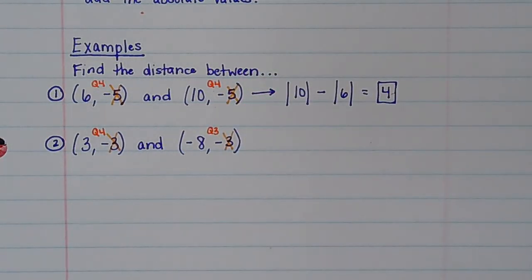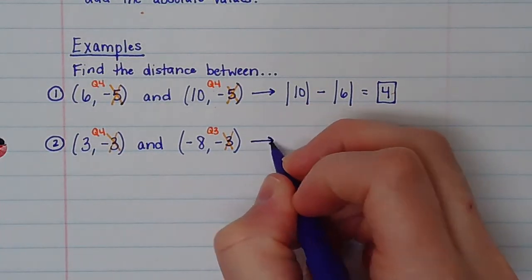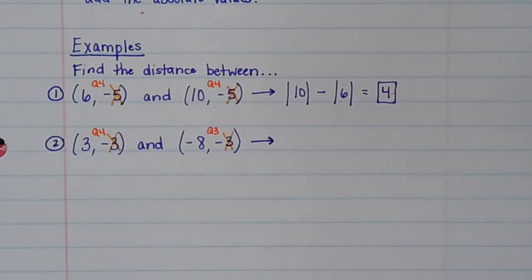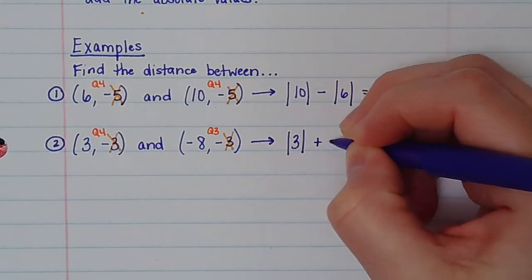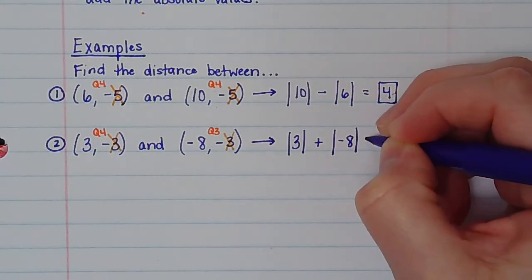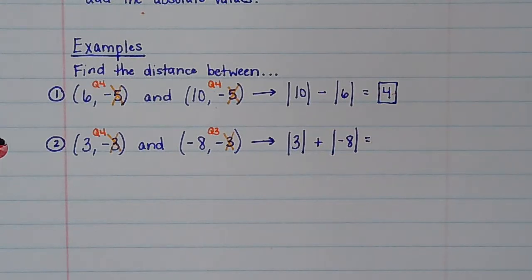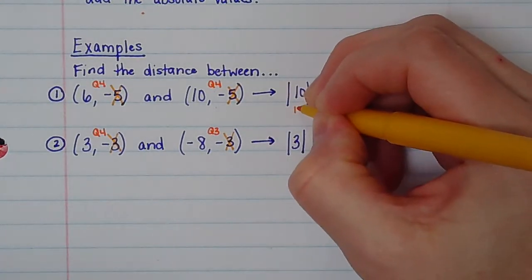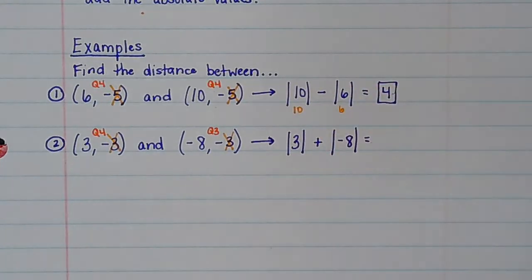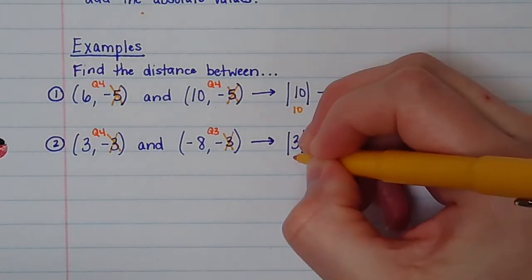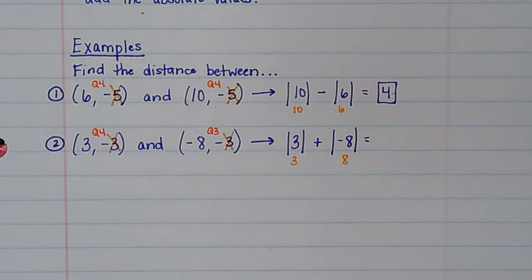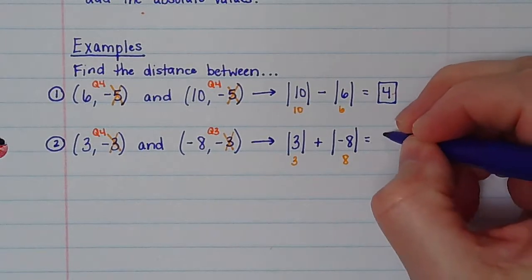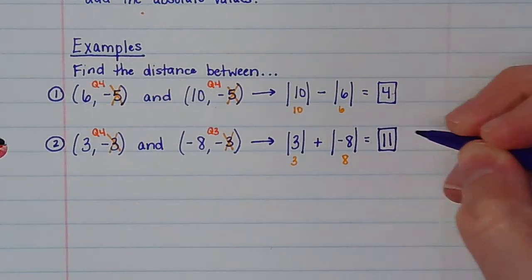Okay. Now, according to my notes at the top, if they're in different quadrants, I'm supposed to add them. So technically, if you're adding them, it doesn't matter which one comes first, because remember, addition is commutative. You can do whichever one first. Okay. So absolute value of 3 plus the absolute value of -8. And I guess I should have written this up here. So this was 10 and this was 6. So same thing here. What's the absolute value of 3? It's 3. What's the absolute value of 8? It's 8. So 3 plus 8 gives me 11. So my distance here is 11.